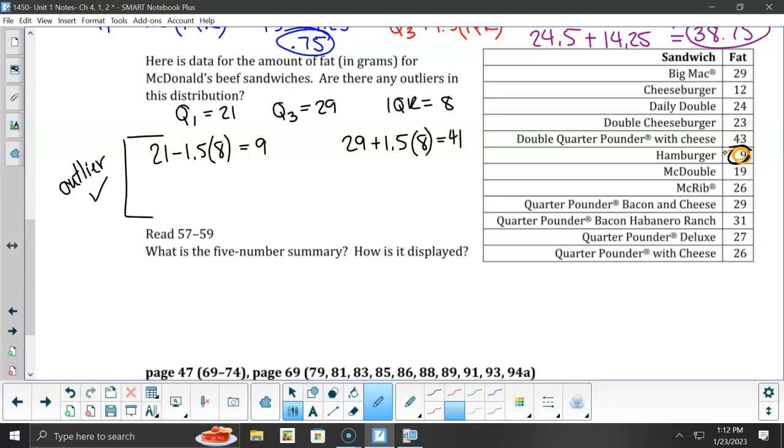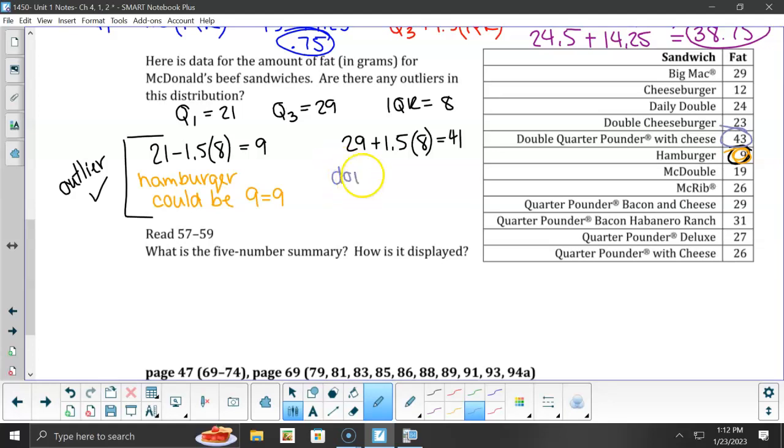All right, so with hamburger being at 9, you could consider that like right on the edge of being an outlier. If you argued it on your paper and said, okay, hamburger could be, and you could just say because 9 equals 9 and it's right at that cutoff. All right, and then the other one I have is 41. Do I have anything bigger than 41? I have 43. That double quarter pounder with cheese is definitely considered an outlier.